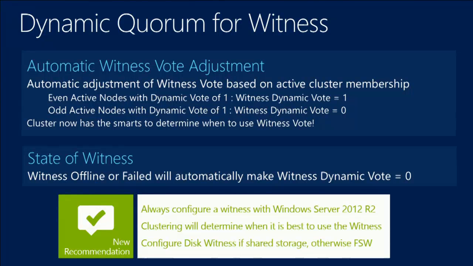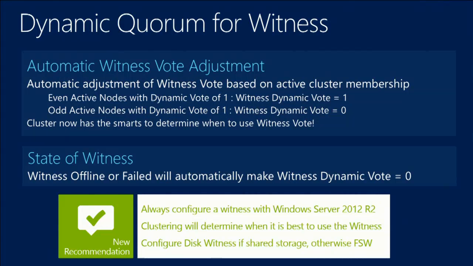historically, for those of you who have been using clusters, the guidance has always been: if you have an even number of nodes, configure a witness. If you have an odd number of nodes, don't configure a witness. The intention behind that is to keep the total number of votes odd. But with this feature, irrespective of your number of nodes, if you configure a witness, the cluster decides whether or not to use the witness vote.